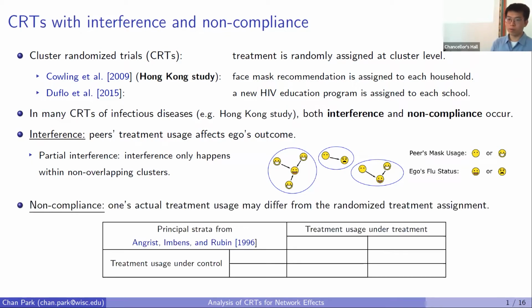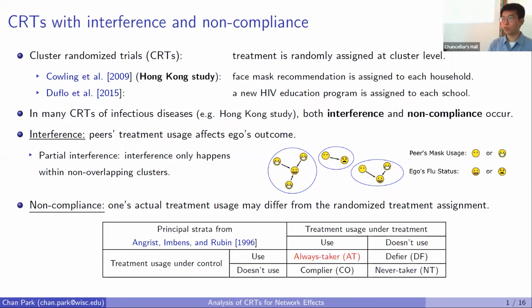And what is non-compliance? Non-compliance is another phenomenon where one's actual treatment usage is different from the randomized treatment assignment. Angrist, Imbens, and Rubin considered 4 principal strata based on the treatment usage under control and under treatment. If an individual is assigned to control, he or she can decide whether to use treatment or not. A similar thing happens when he or she is assigned to treatment. As a result, there are 4 possible cases.